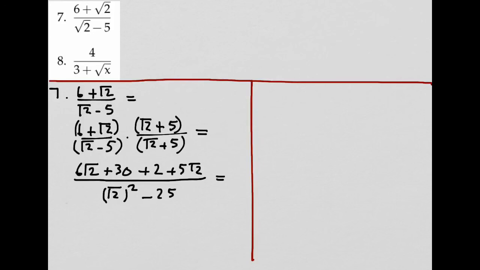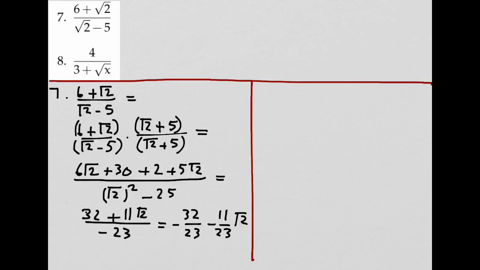We have 30 plus 2, which is 32, plus 6 root 2 plus 5 root 2, which is 11 root 2, all divided by 2 minus 25, which is minus 23. We can write our final answer as minus 32 over 23 minus 11 over 23 root 2.